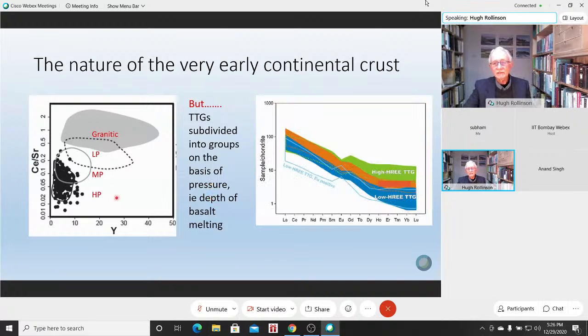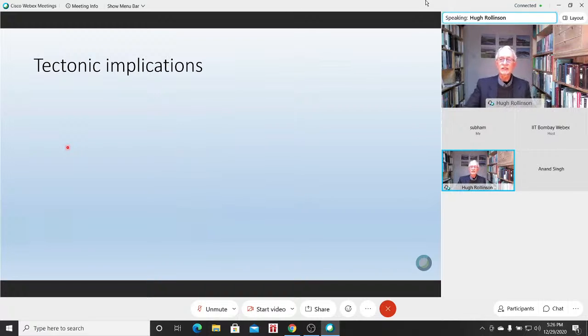We can see it in the rare earth elements too. The low heavy rare earth TTGs are thought to represent garnet in the source and high pressure melting, while high heavy rare earth element TTGs represent low pressure melting. So bear in mind that there are different types of TTGs representing different types of melting process at either high pressure or low pressure. And this leads us to some thinking about the origin of these rocks.